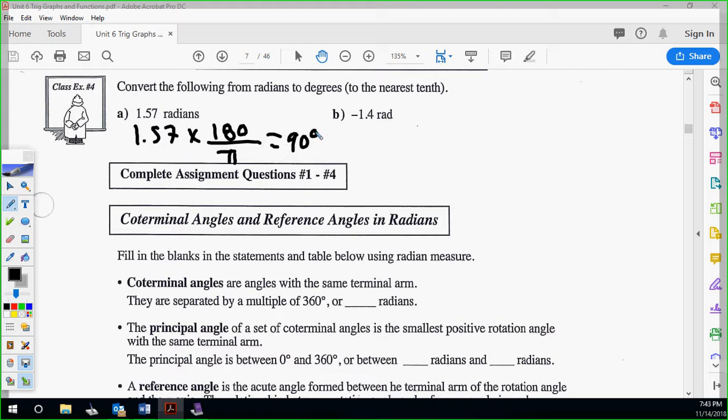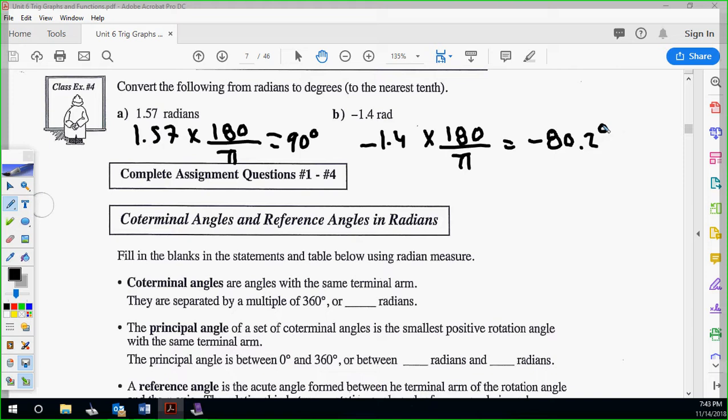Okay, we got negative 1.4. So we go negative 1.4 times 180 over pi. Okay, and that equals negative 80.2 degrees. Okay.